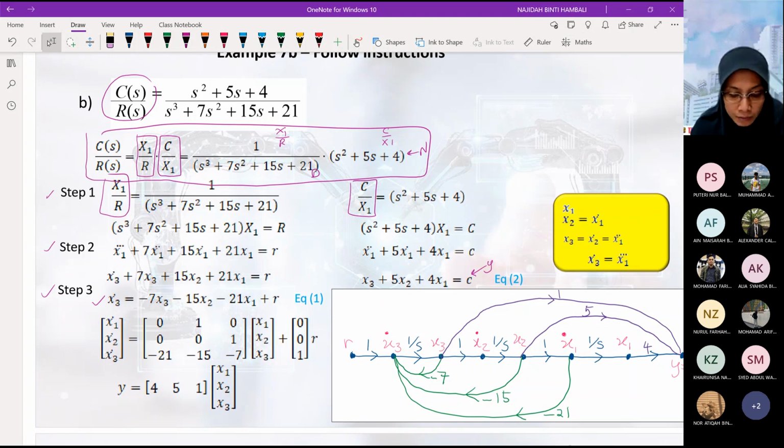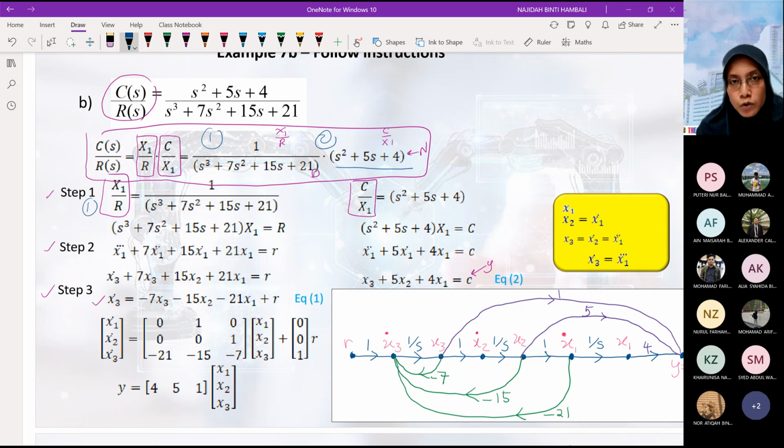Okay, and so the first part, which is X1 over R, is actually 1 over denominator. And the second part, which is C over X1, is your numerator. So this one is your numerator. This one is your first part, 1 over denominator. The second part is your numerator.